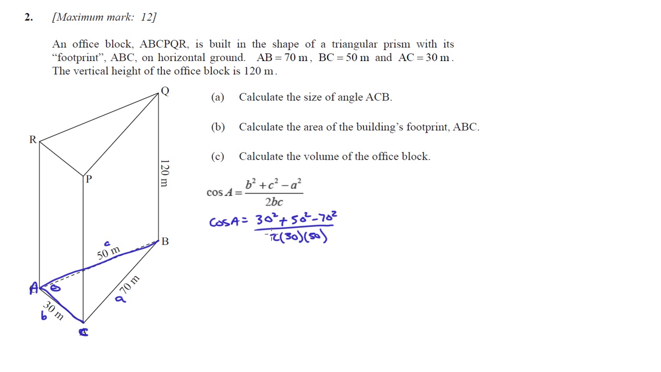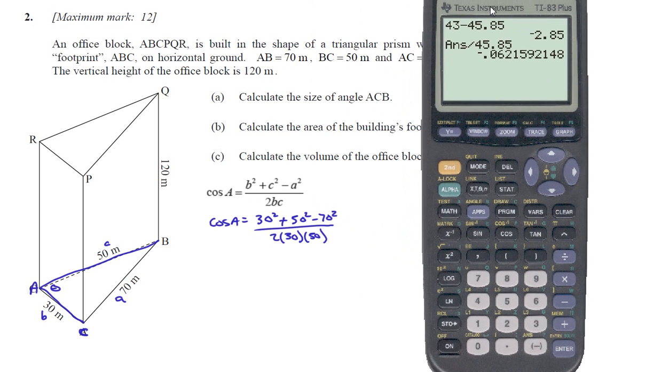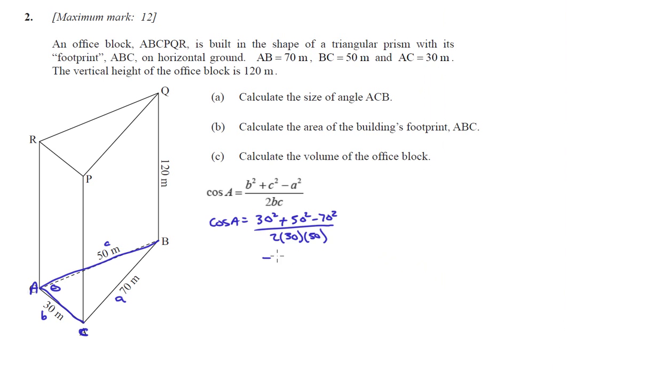Okay? So we want to stick that into our calculator. I would highly suggest calculating the top and then calculating the bottom and then finding your angle. If you try to do it all at once, it often ends up in disaster. So let's do this. 30 squared plus 50 squared minus 70 squared, and that is negative 1500.